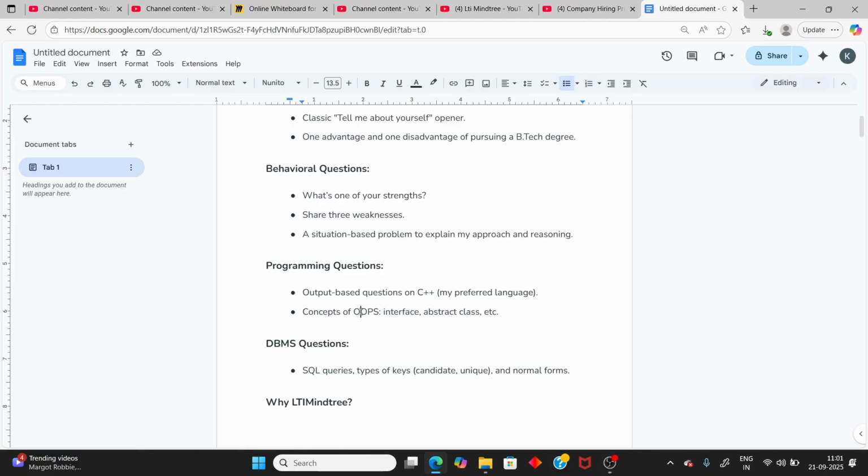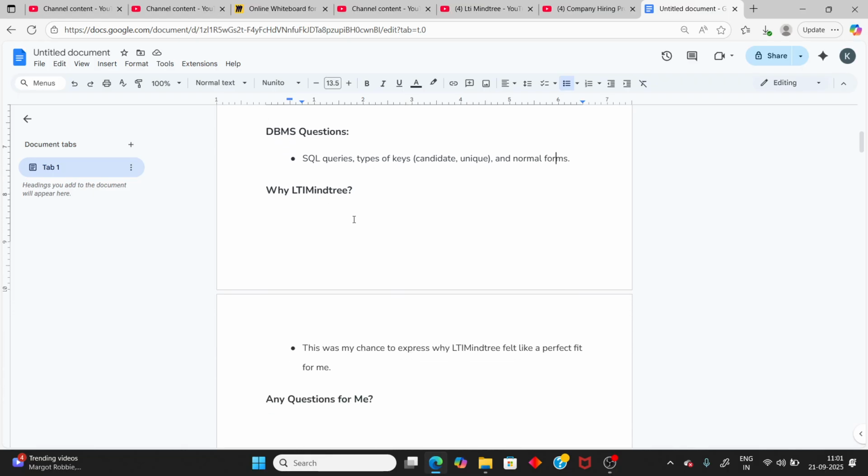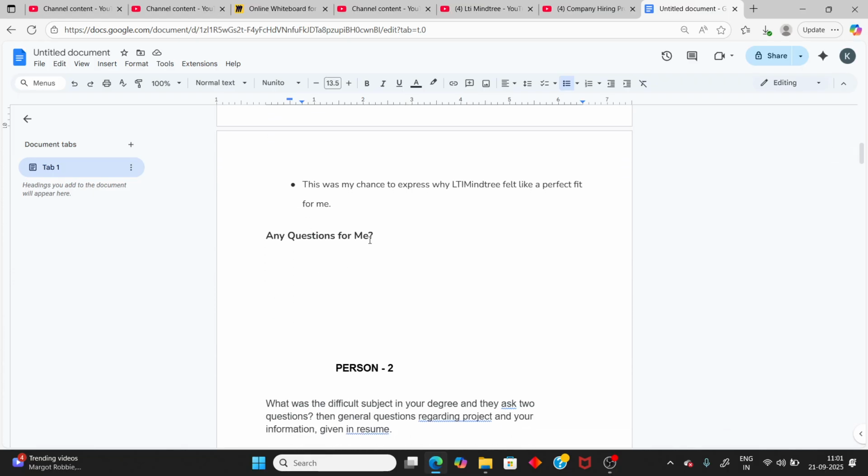And OOPs concepts. As I mentioned, OOPs concepts are important. Interface and abstract, which are present in Java or C++ also. And SQL query, candidate key, unique key, and normal form, normalization. And why LTI Mindtree, you should prepare. And any question for us.